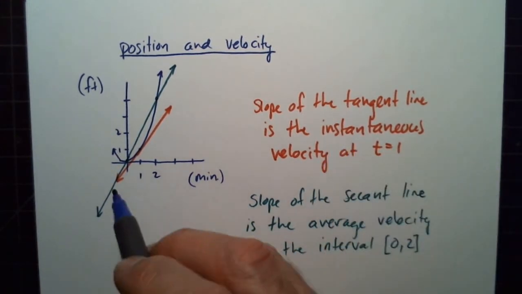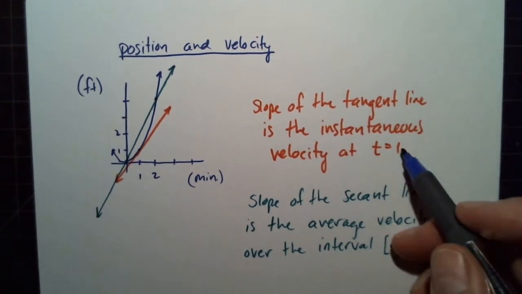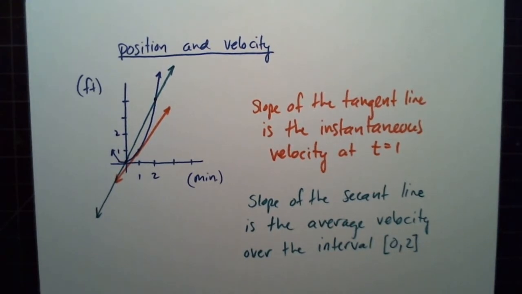And the green line is called a secant line, and the slope of the secant line is called the average velocity over an interval. So it's not at one time, it's over an interval of time. So that's some vocabulary. And now let's look at how we can find the slope of a tangent line.